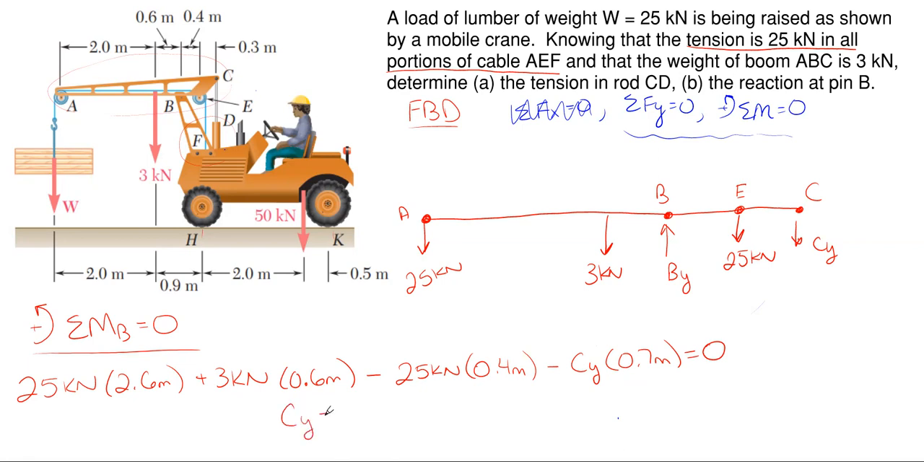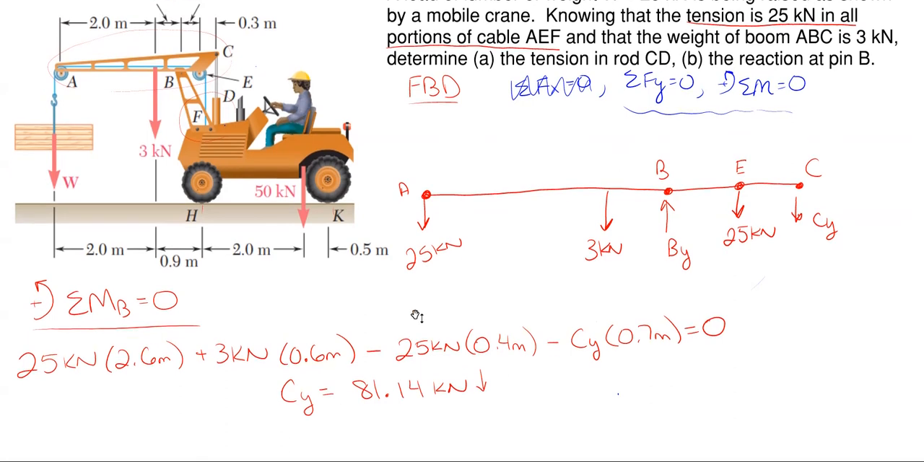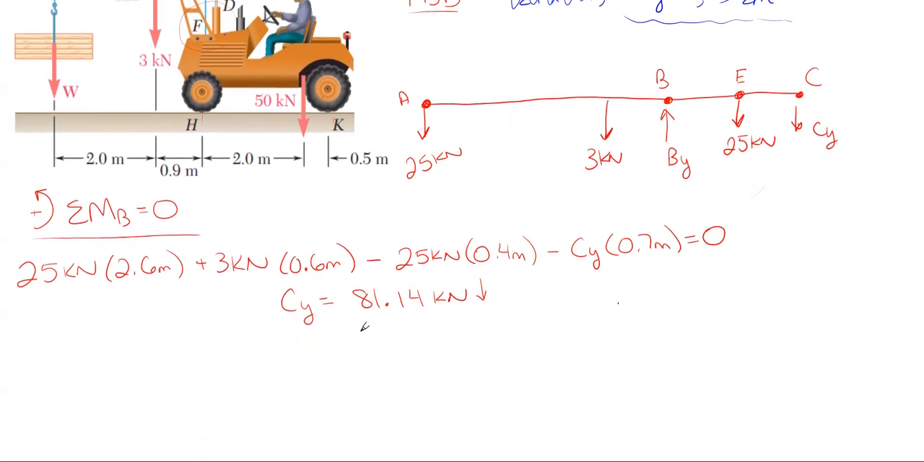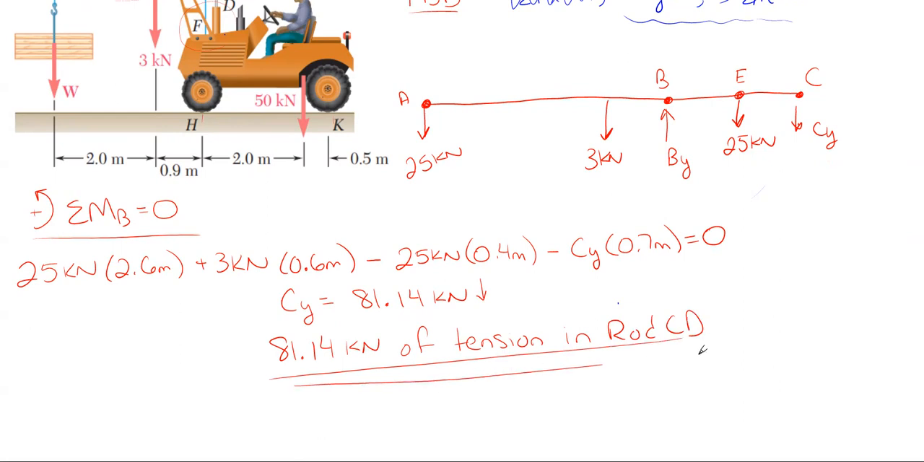So you just have to rearrange and solve for C sub y. When you do so, you get a positive 81.14 kilonewtons of force. The positive coming out means that I assumed the arrow direction correctly, so that reaction is going downward. But that is not the final answer. It's asking for the tension, which is the value in tension. Just drop off the minus sign. So you would say 84.14 kilonewtons of tension in rod CD. And that would be the answer for part A.